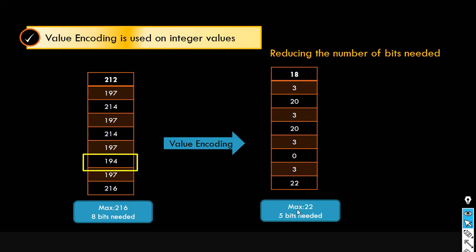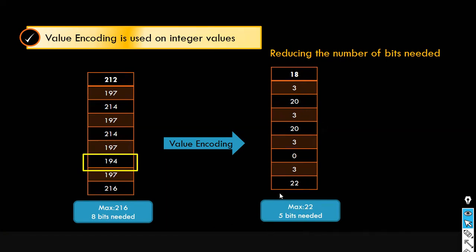And what is the maximum value here? Just 22. To store this value, it requires just 5 bits. So we are saving 3 bits of storage space. You might be asking this question: this is a very trivial reduction in the space, so why are we caring about a 3 bit reduction?